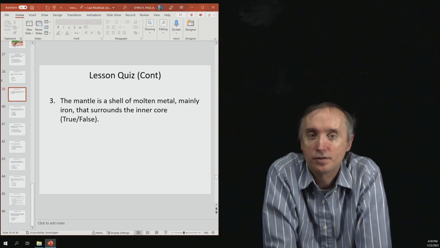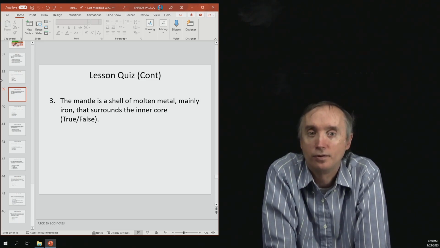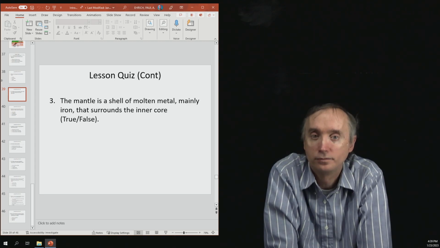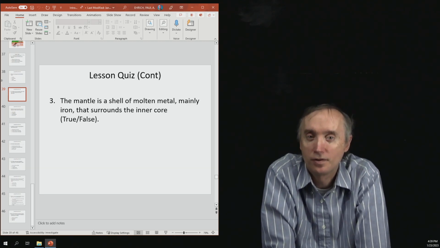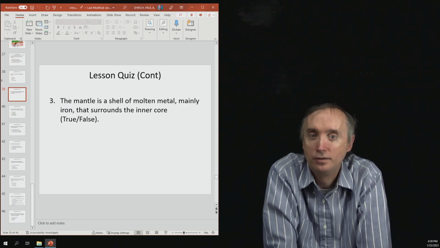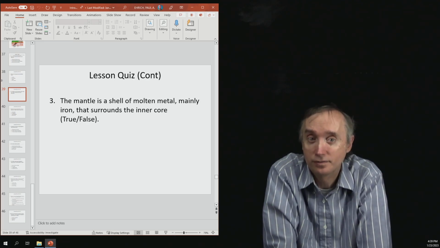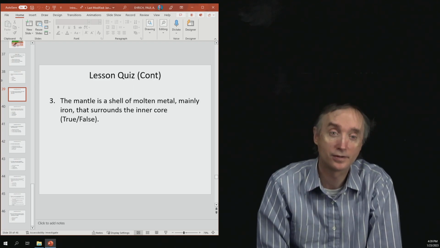Number 3. The mantle is a shell of molten metal, mainly iron, that surrounds the inner core. No, that's not quite right. The mantle is a shell of dense rocks that surrounds the outer core. That would be the correct answer for it.